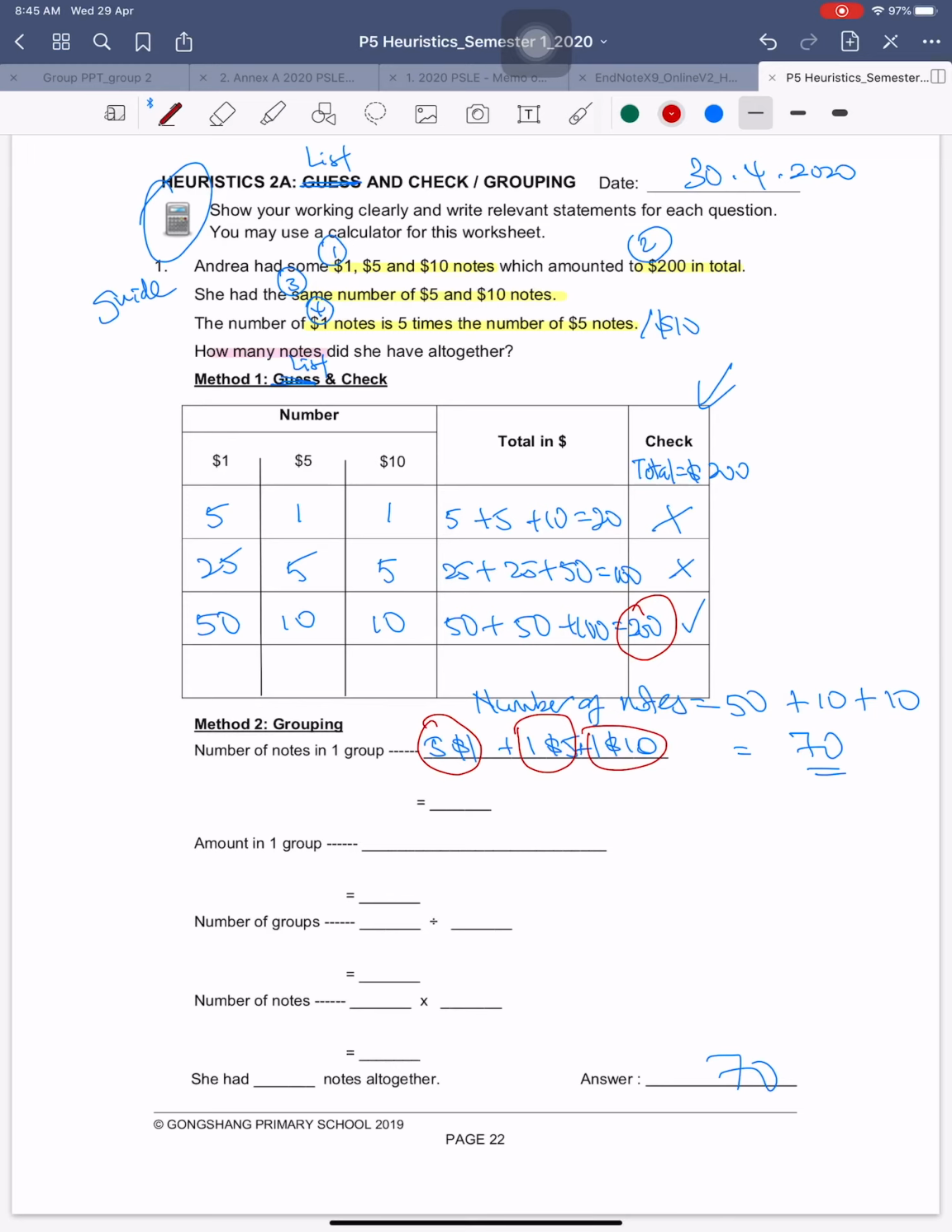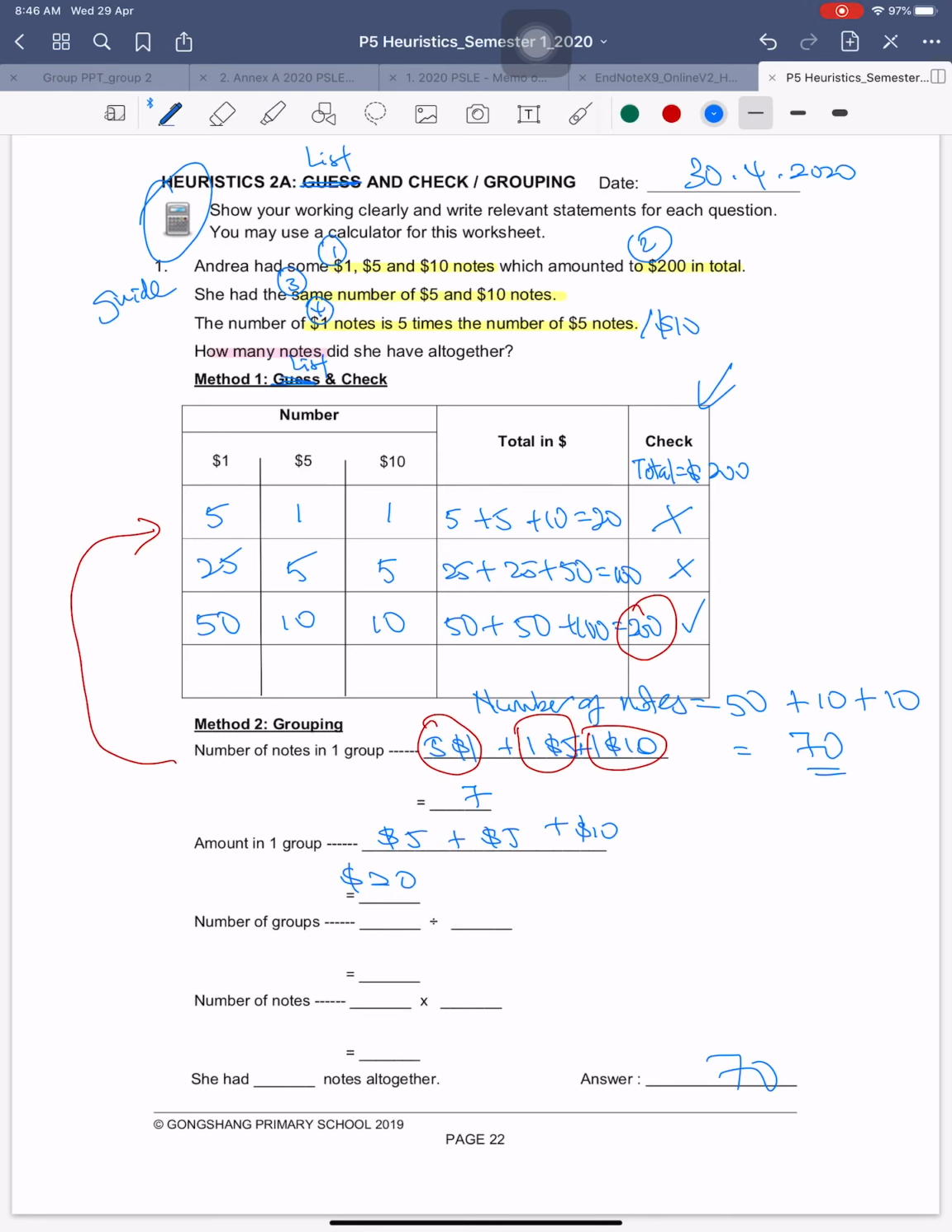It's quite similar to my first one. Now I'm going to let one group be 7 notes: the 5, the 1, and the 1. 5 plus 1 plus 1, 7. So that is my one group. In one group there are 7 notes, and within the 7 notes there are 5 $1 notes, 1 $5 note, and 1 $10 note. The total amount is $5, $5, $10. That would be $20. So my one group is $20.